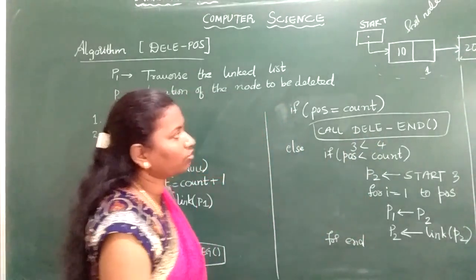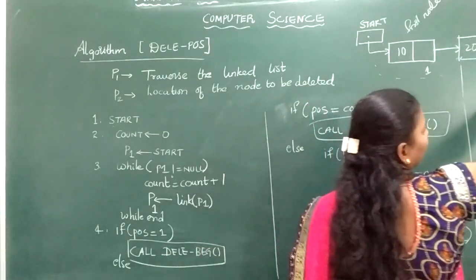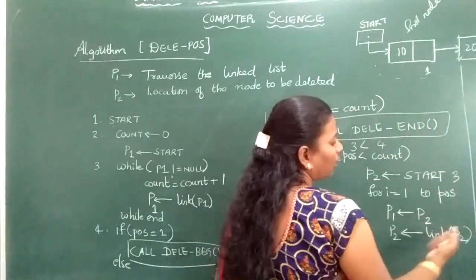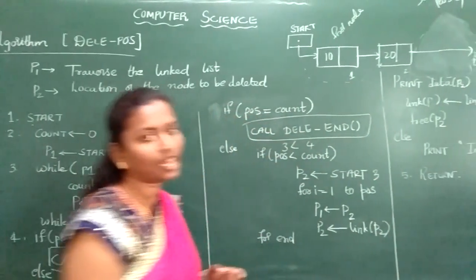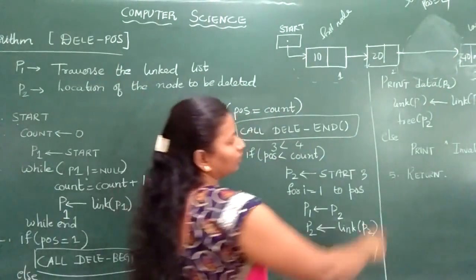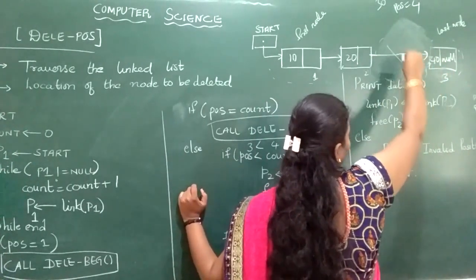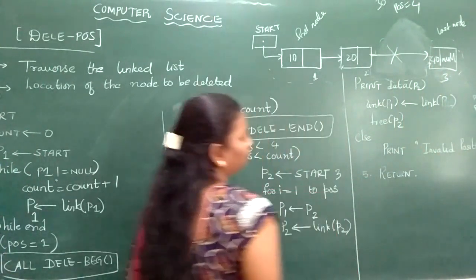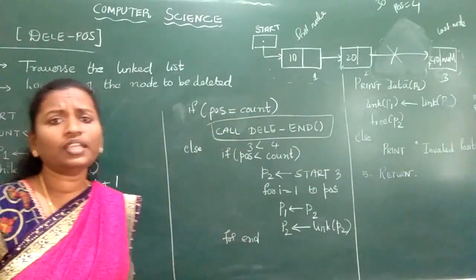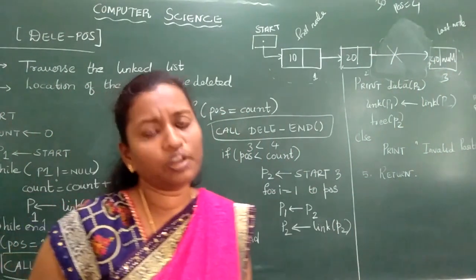For I is equal to 1, first I will check here. Is this the position? No. Is this the position? No. Here I had 3, yes, that is my position. Now I interchange the link. Now P2 will have the exact location where the element to be deleted. So by using this, I will just give the link to the last node and I delete the given element. Else it will print invalid position. Okay, this is about the algorithm to delete the element at the given position.